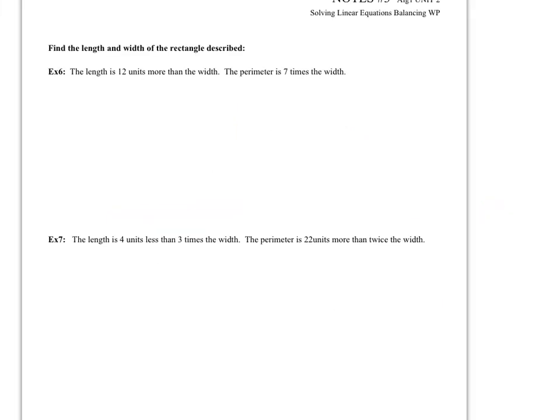So the last type of problem that we're going to deal with is perimeter of a rectangle. So it says that the length is 12 units more than the width, and the perimeter is 7 times the width. So the first thing that I'm going to do to help me see this problem better is I'm going to draw a rectangle. And inside I'm going to put the perimeter, which says that it's 7 times the width. Now I don't know what the width is, so I'm going to call that x.